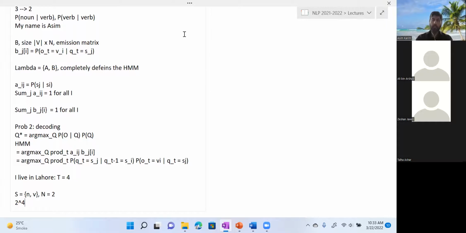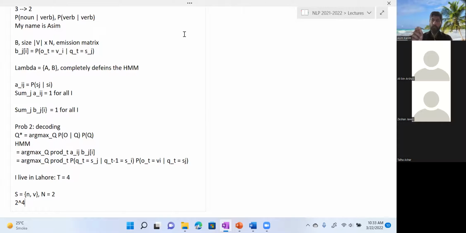So you'll evaluate this 2 raised to power of 4 times, and from those 2 raised to power of 4 times, you will find which one has the highest value, and that is the sequence that you return as Q star. Argmax means that, right? Of course, this is very small.